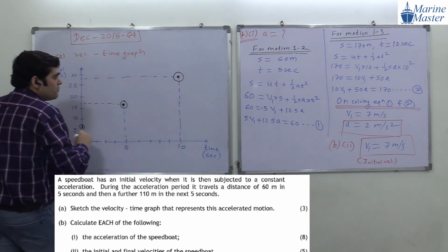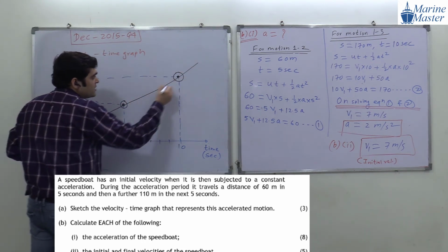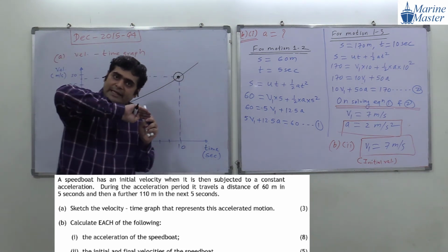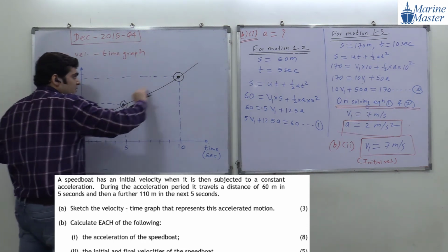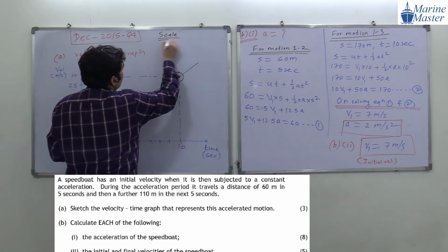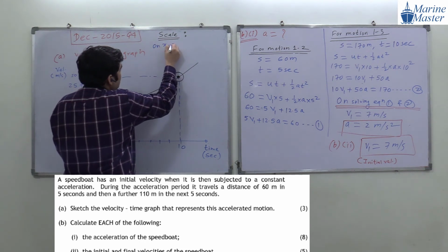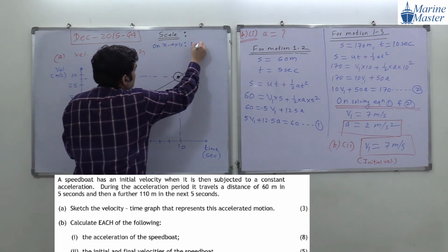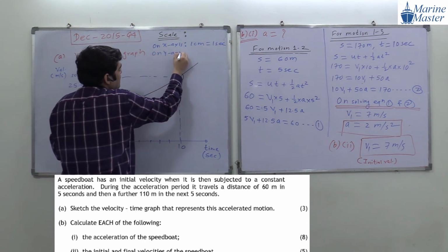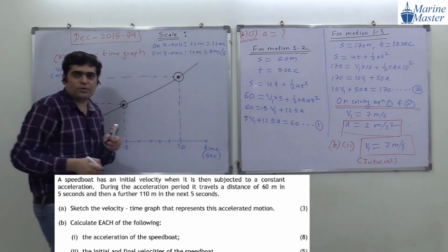And guys, if you observe this, it is a straight line. It must be a straight line, everyone. Because whenever acceleration is constant, the velocity will increase linearly. Here I am writing the scale at the top. You should write your scale at the top of the graph. On the x-axis, what is our scale? 1 centimeter is equal to 1 second. And on the y-axis, 1 centimeter is equal to 5 meter per second.